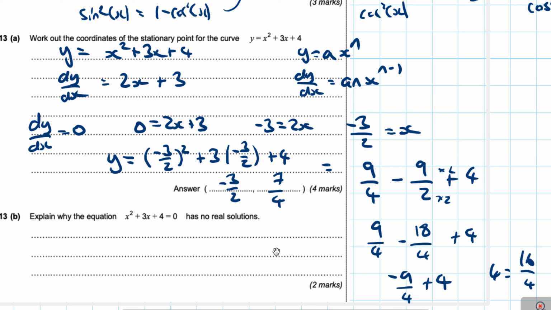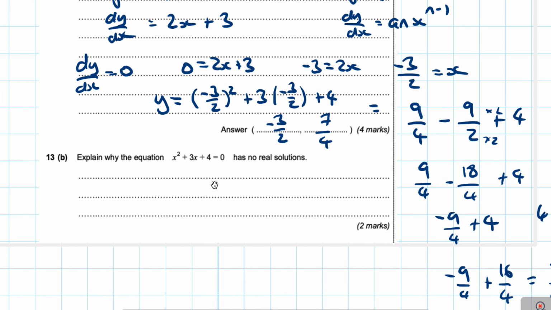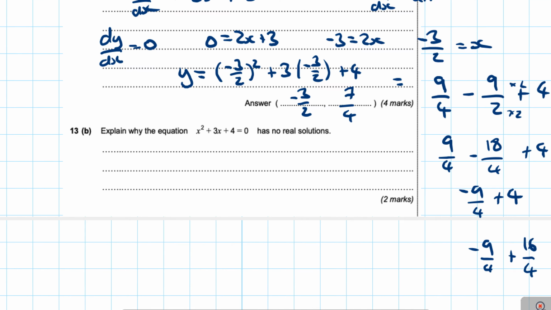Just double check that is not the answer. Yep, so that's fine. And then explain why the equation x squared plus 3x plus 4 equals 0 has no real solutions. So for this one we use the discriminant. The discriminant is b squared minus 4ac, and if it has no real solutions, it must be less than 0. So we substitute in.